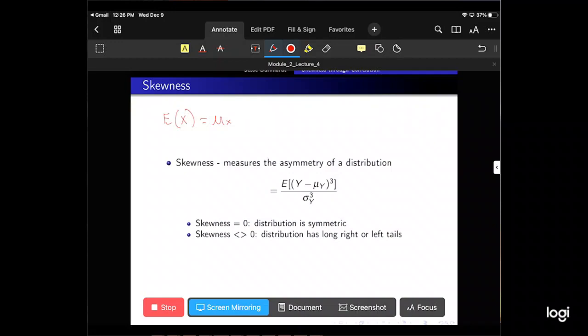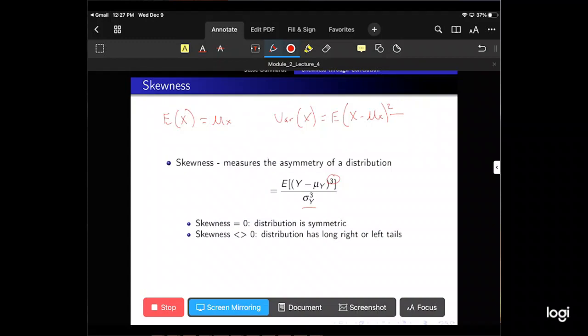The variance of x is going to be the expected value of x minus its mean, squared. So the variance has a squared term. The skewness is just, we're going to add a cubed term. And to standardize it, we're going to divide by this bit here.